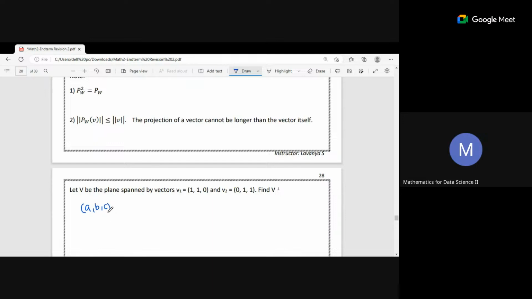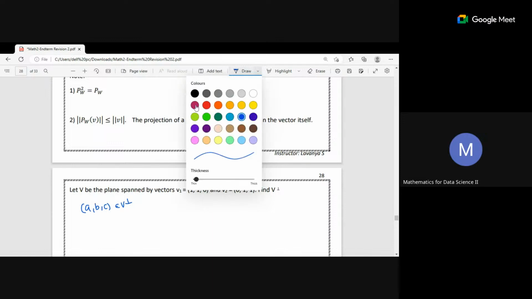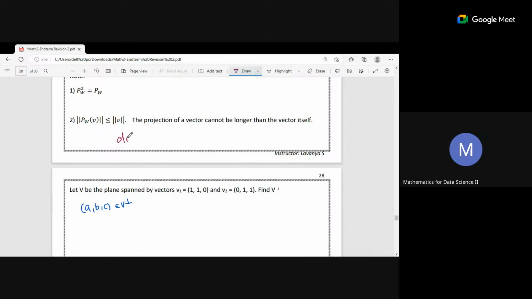A comma B comma C. Let us say this is in your W perp. Before this, you need to know this important property: dimension of W plus dimension of W perp should be equal to dimension of V.